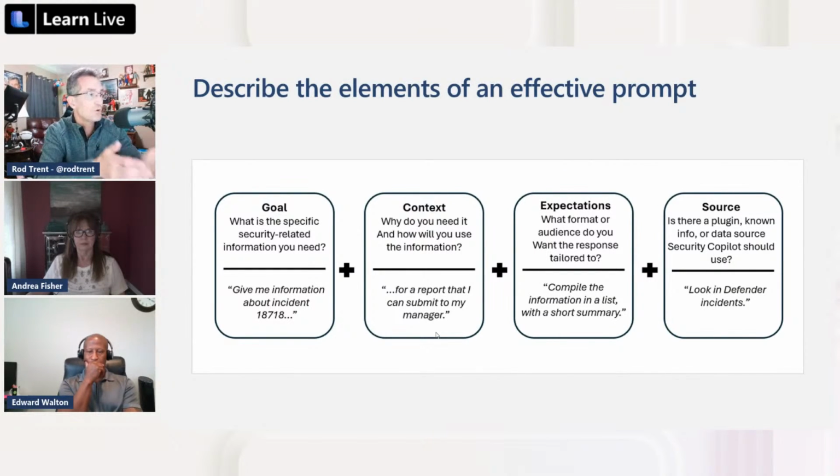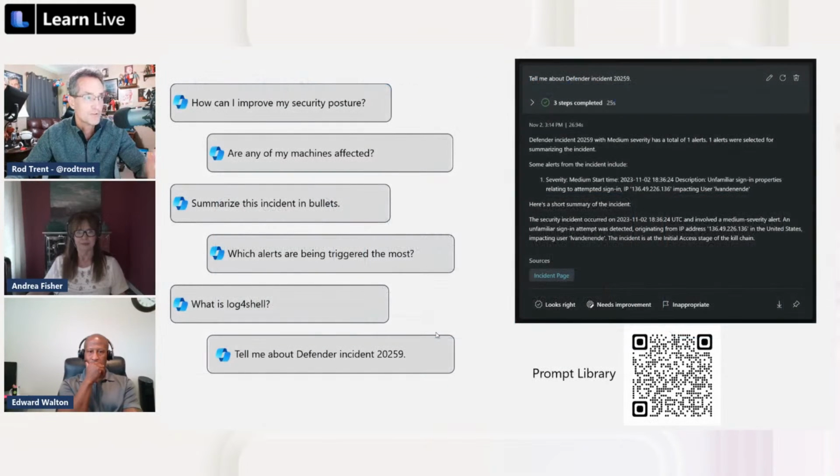Again, you can take your goal, your context, and then get very specific, and keep this in mind when you develop your prompts for Copilot for Security. Here's some examples. How can I improve my security posture? These are absolutely prompts that will work in Copilot for Security if you stand it up today. In fact, if you go down to the bottom, see that QR code? If you want to scan that with your phone, that is a Copilot for Security prompt library. You can copy and paste all of those prompts into Copilot for Security, get some results and see what that looks like.